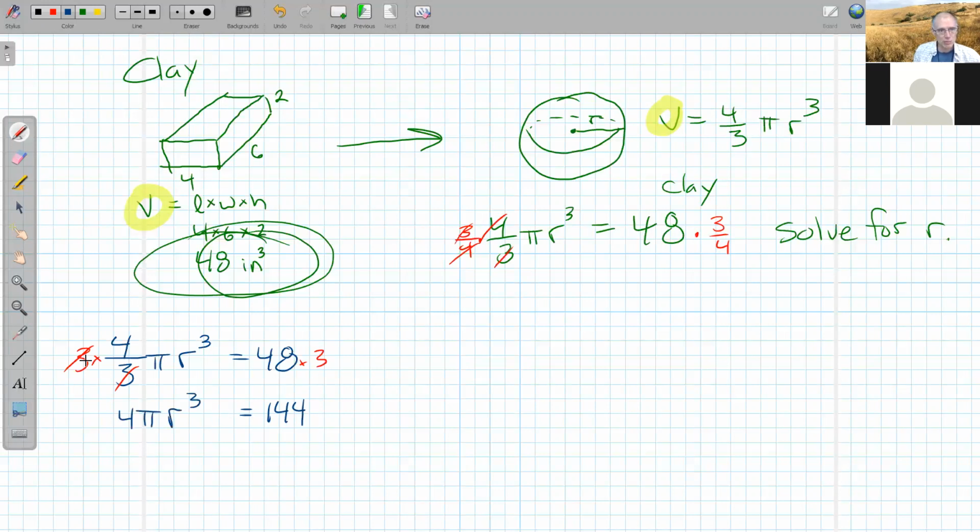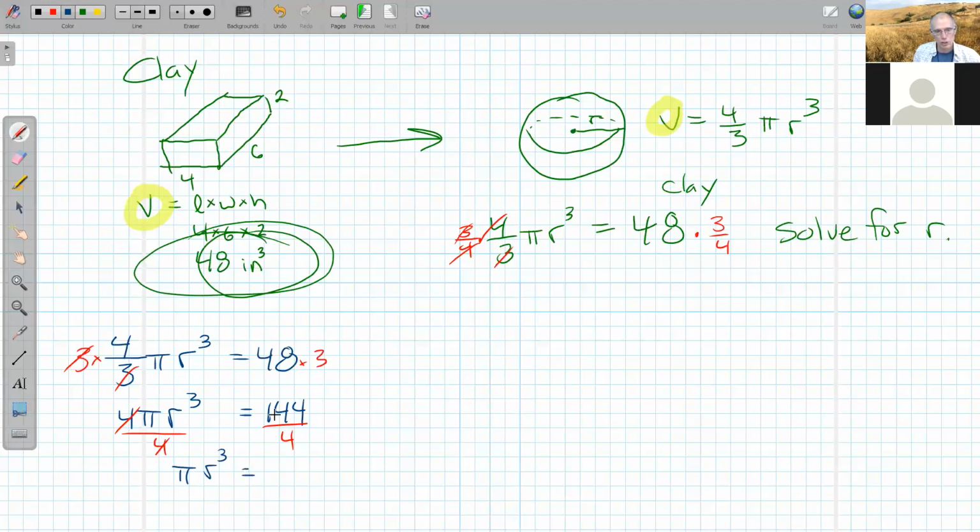So I could just say, let's get rid of the 3. Now I don't have a denominator. And then to finish this off, I would just need to divide by the 4. And then I could check on my calculator how many times does 4 go into 144. On the other side, the 4's cancel, leaving pi times the radius cubed.